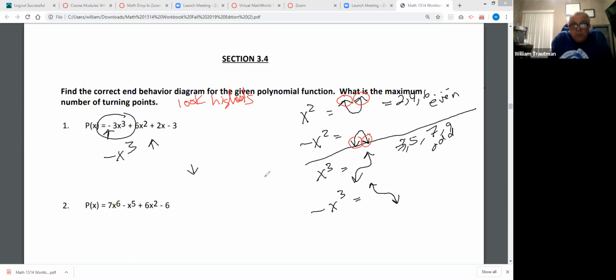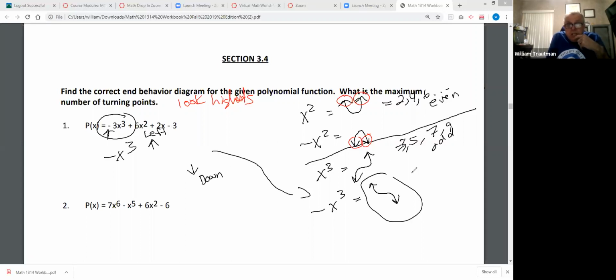Do you see? If we look at this one right here, the left side is up. The right side of this graph is down. And that's what a negative x to the 3 looks like. That's what a negative x to the 5 looks like. It doesn't matter about the number in front. The number in front just makes it skinnier or fatter. With x to the third and a negative, the left side is higher than the right, and the right side is going down. If it was a positive, the right side would be going up, and the left side would be going down.